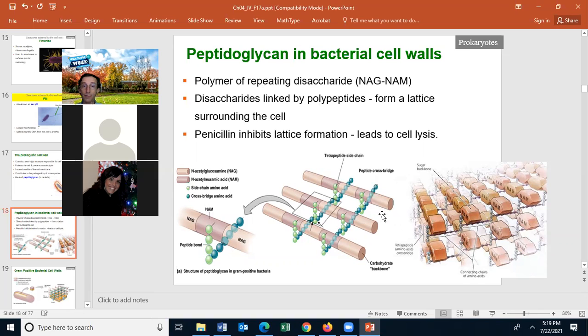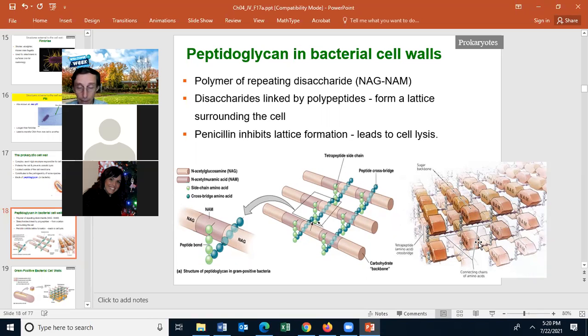Penicillin actually inhibits the lattice formation of the peptides. So how penicillin acts is, when the cell is putting down peptidoglycan, before it has linked this chain to that chain with this peptide, the penicillin can get in this region and prevent a peptide from forming here, linking this chain to that chain.